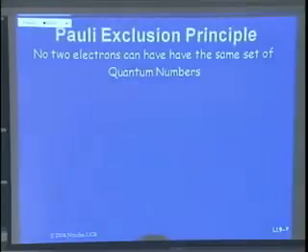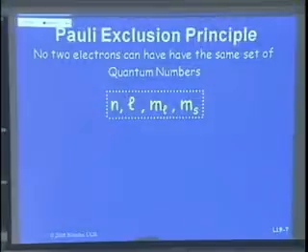So we have then talked about the Pauli exclusion principle. You know that these are the 4 quantum numbers, n, l, m sub l, m sub s. We had a question about this the last time, so you should know that by now. But anyhow, you should know that.